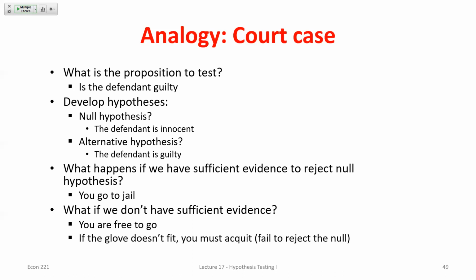So I think being able to picture this in the context of a court case really helps us think about what we're doing with numbers, right? And sometimes it's easier to think about non-numerical examples. Okay?